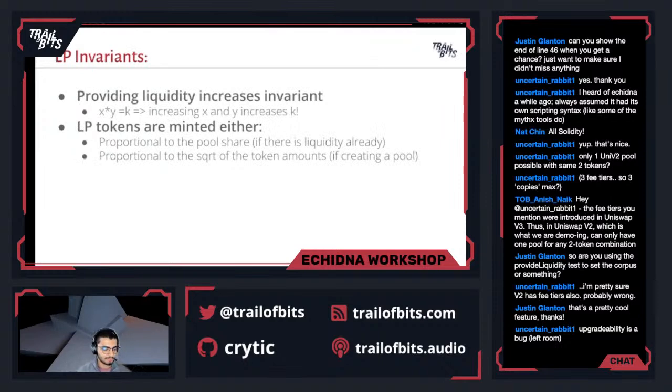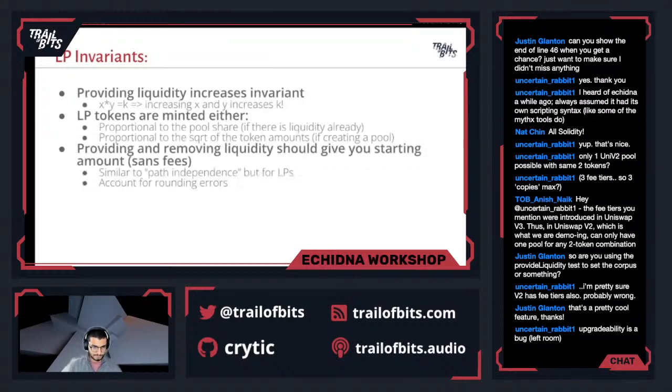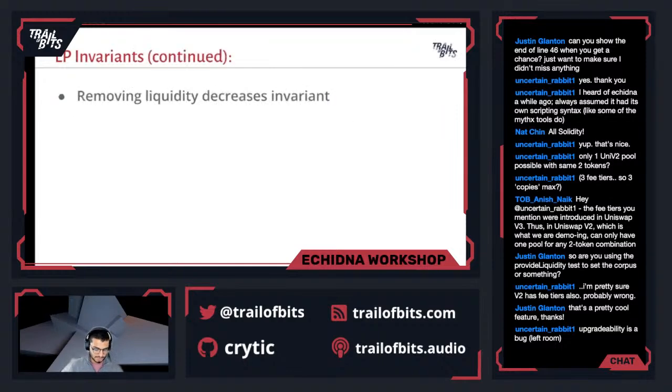Now that we have the router, we can actually do the same test that we did, but with the router. So the invariants we should check are that providing liquidity increases the invariant, the same invariant we checked last time. And we can also check that LP tokens are minted either proportional to the pool share or proportional to the square root of the tokens. Another invariant that we could check is that providing and removing liquidity should give you the starting amount without fees. This is kind of like path independence, but for LPs. There are some rounding errors to account for. And another invariant we could test is that removing liquidity decreases the invariant.